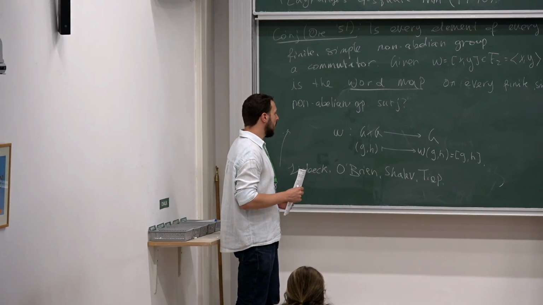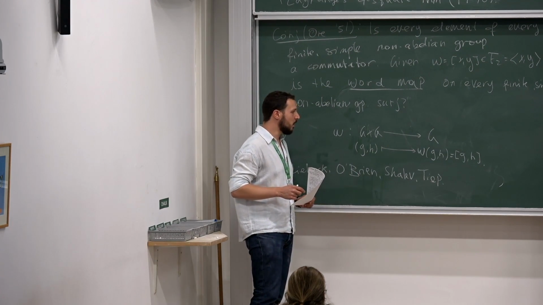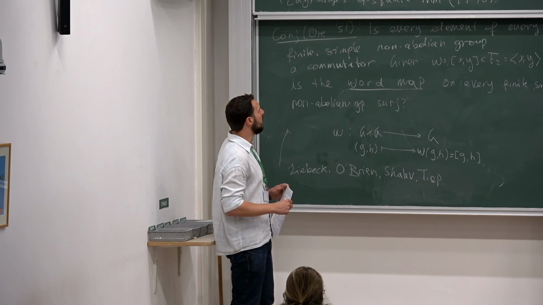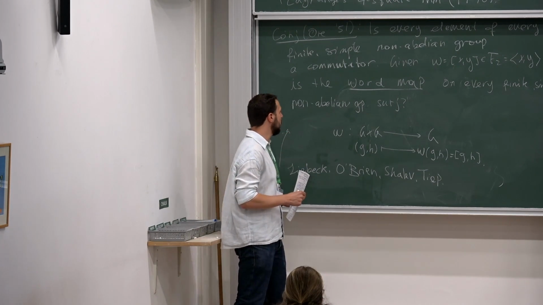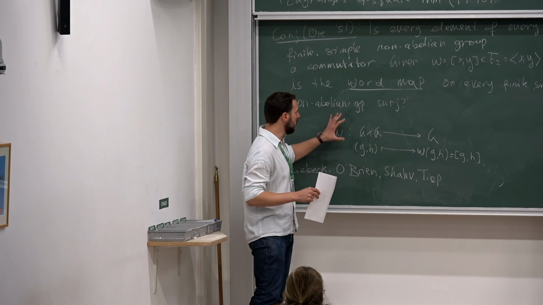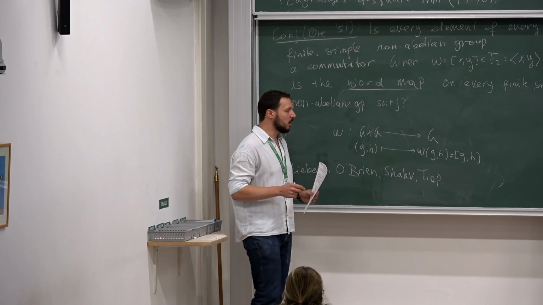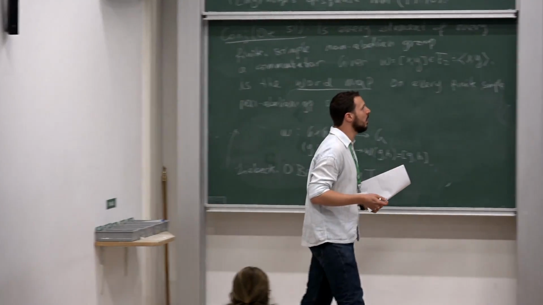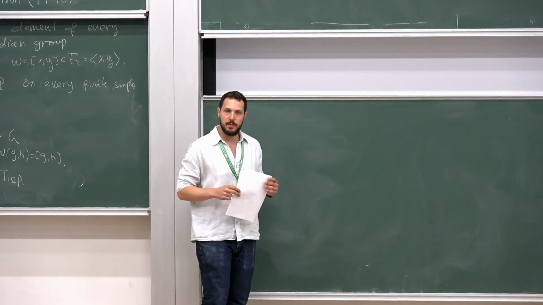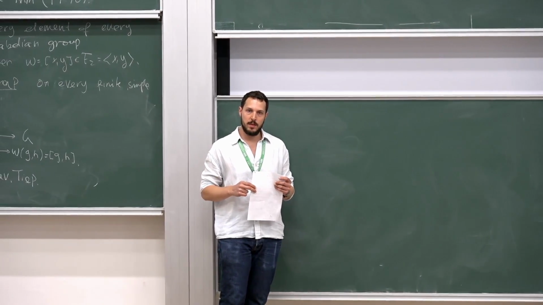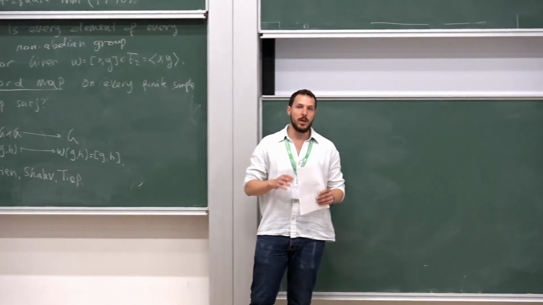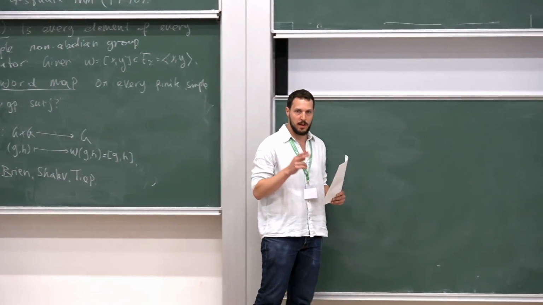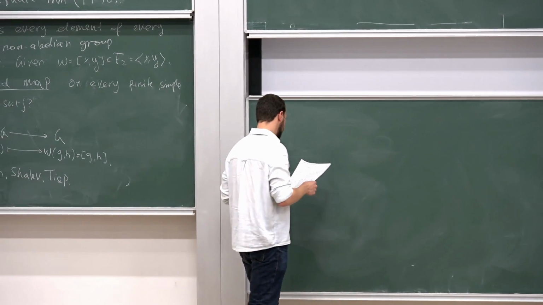But they did show that every element in a finite simple non-abelian group is the product of two W values for every word W. So maybe this suggests that if we want to study how a word behaves based on how the word maps behave on finite groups, just looking at the image of the word map, maybe it's too coarse of an invariant. Sorry, and this last statement about arbitrary words has to admit finitely many exceptions. Yeah, so as long as the finite simple group is big enough, then we do get that every element is the product of two W values for every W.